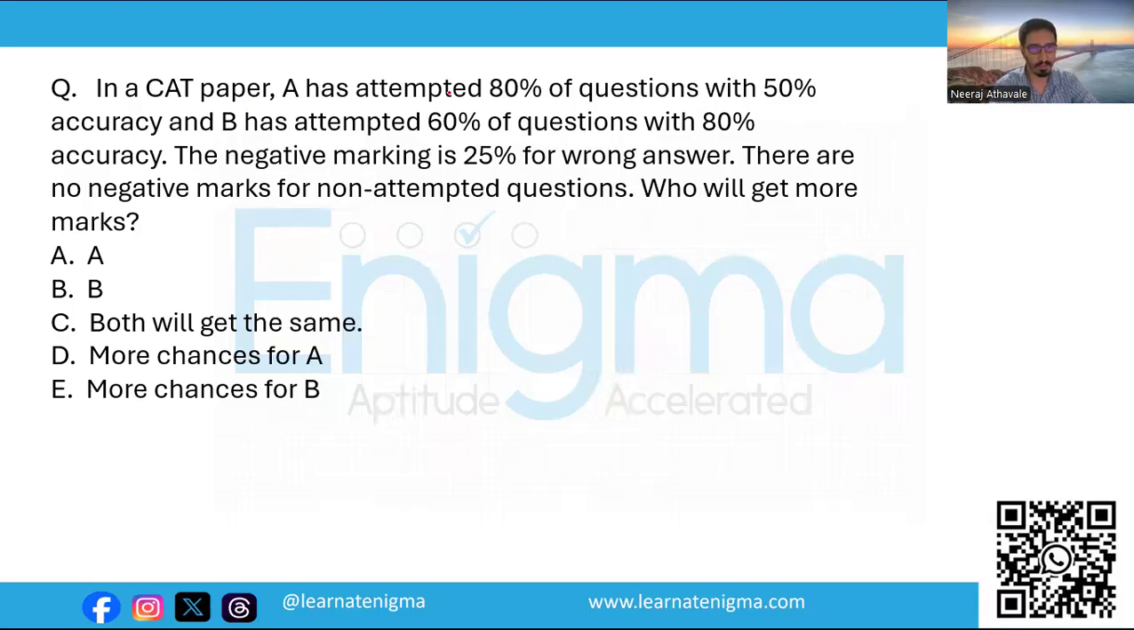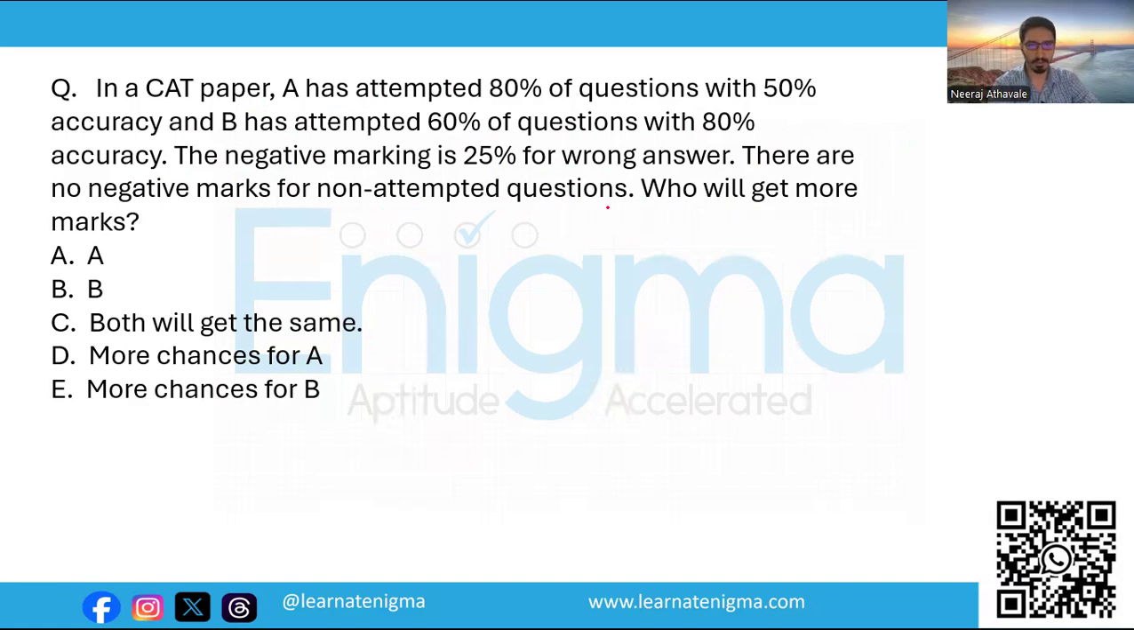In a CAT paper, A has attempted 80% of questions with 50% accuracy and B has attempted 60% of questions with 80% accuracy. The negative marking is 25% for a wrong answer. There are no negative marks for non-attempted questions. Who will get more marks?